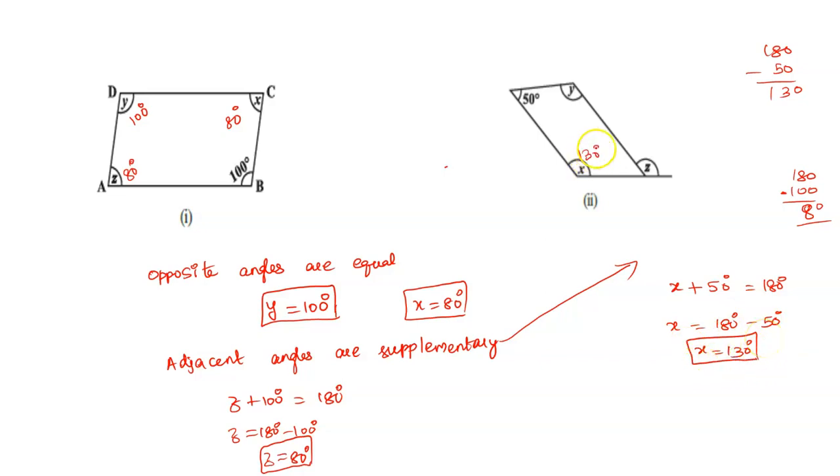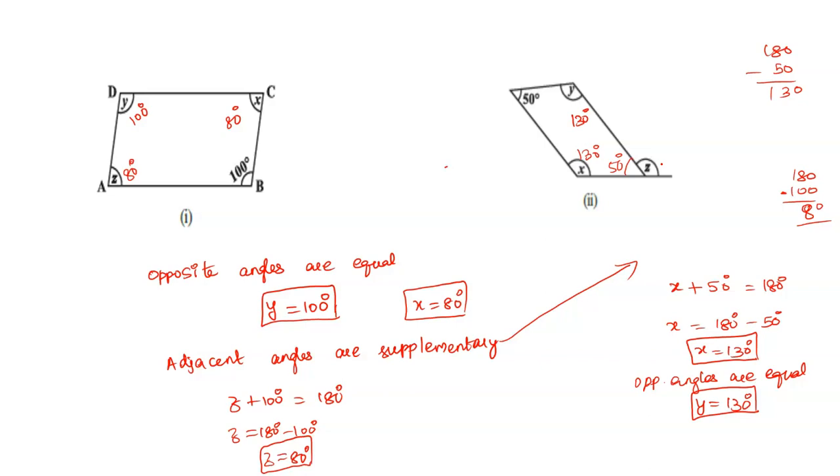Since we have determined this, again we have the property that opposite angles are equal. So definitely I can say y is equal to 130 degrees. And to determine z now, these two angles are opposite, so this angle is 50 degrees. Using this I can determine z.